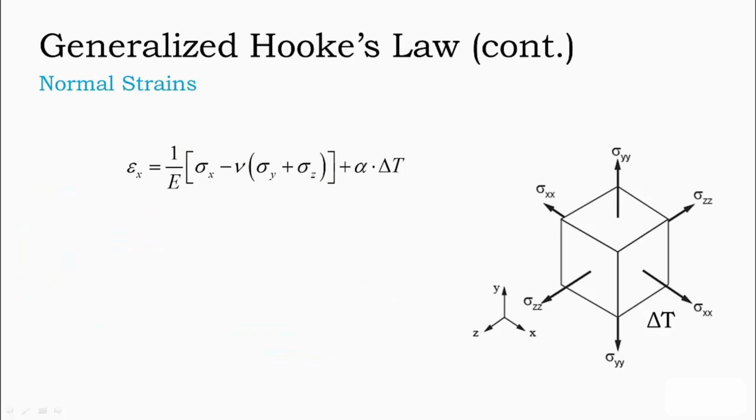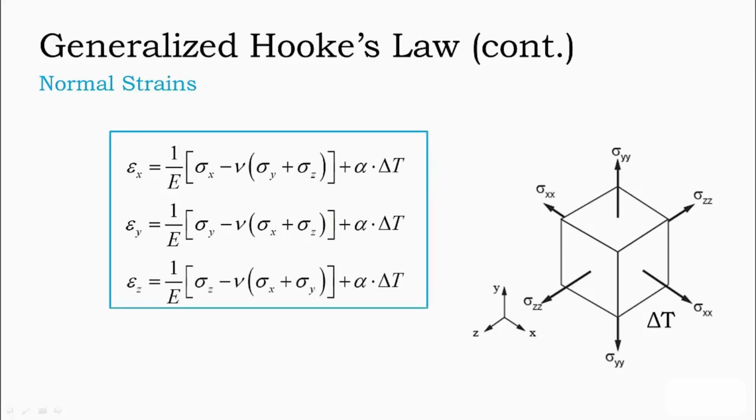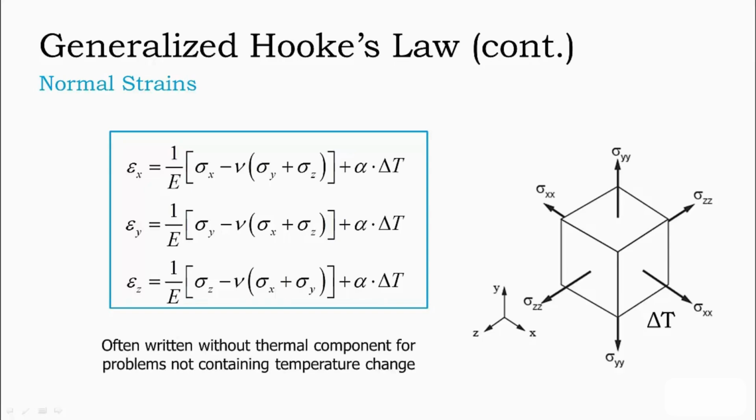If we collect the terms and simplify this equation, we get the following result for the normal strain in the x direction. If we repeat this procedure for the other two directions, we get the following result for normal strain in the y direction and the following result for the normal strain in the z direction. Please note that the generalized Hooke's law for normal strains is often written without the thermal strain component, as a lot of problems do not encounter a temperature change.